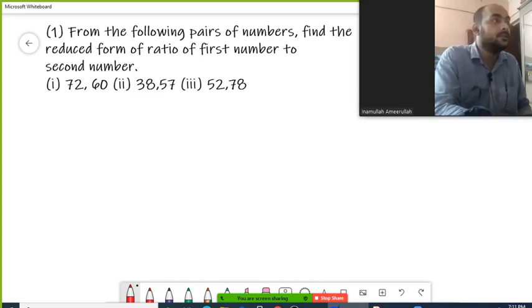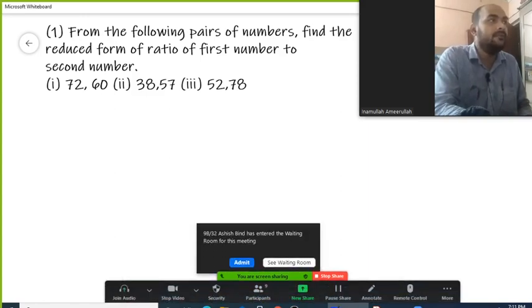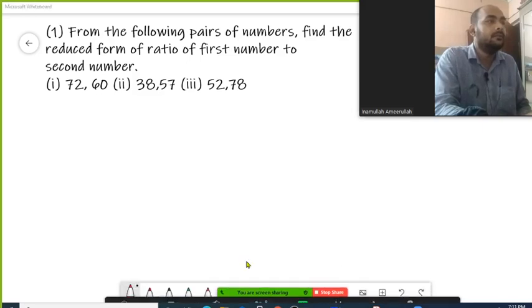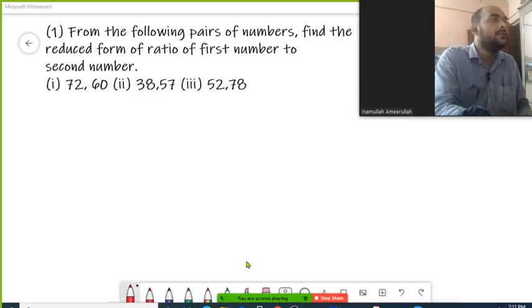This is question number 1 from exercise number 4.1. From the following pair of numbers, find the reduced form. So we need to find the reduced form of the ratio of the first number to the second number. This is our first question, where the first number is 72 and the second number is 60.